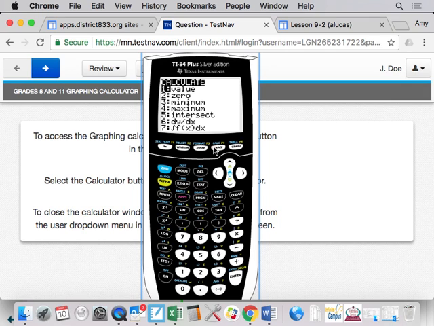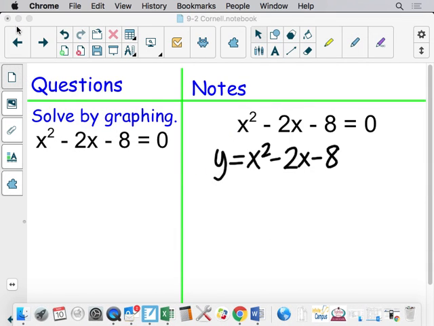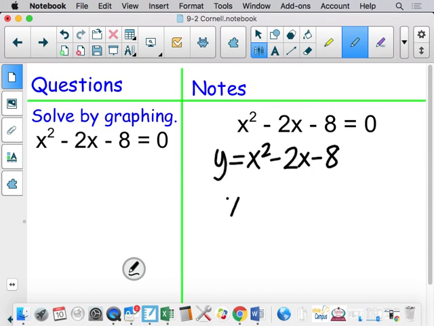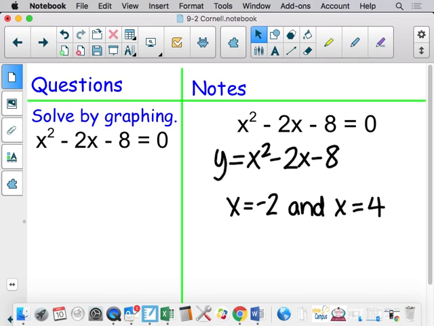If I do second and go to calc again, and go to zeros, I can move over to the other x-intercept. Again, I need to stop on the left-hand side first. Here we go, this is the left-hand boundary. And then I need to go to the right-hand boundary and hit enter, and then enter again on my guess. So this one is 4. So now if I go back to my lesson, we have found that x equals negative 2 and x equals 4 are the two x-intercepts for this quadratic.